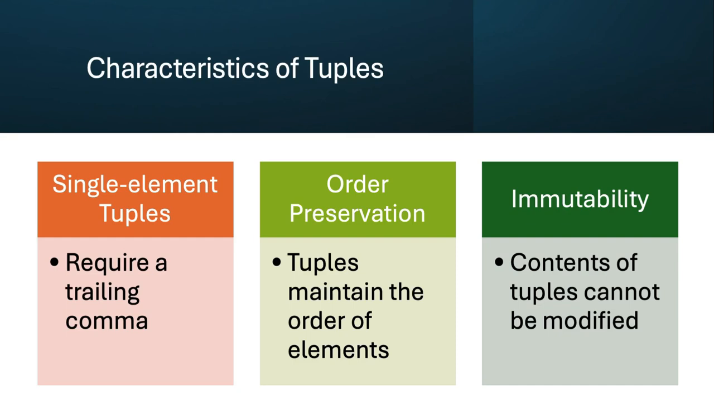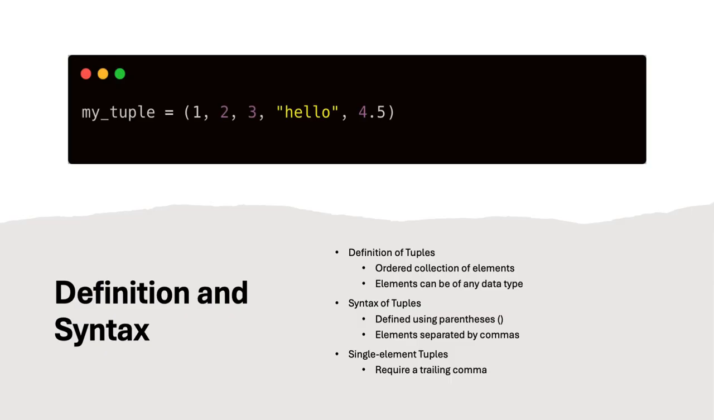Tuples in Python have three characteristics. Single element tuples need a trailing comma. They preserve the order of elements and are immutable, meaning their contents cannot be changed. A tuple is an ordered collection of any data type defined using parentheses, with items separated by commas. Single element tuples, as mentioned before, need a trailing comma.